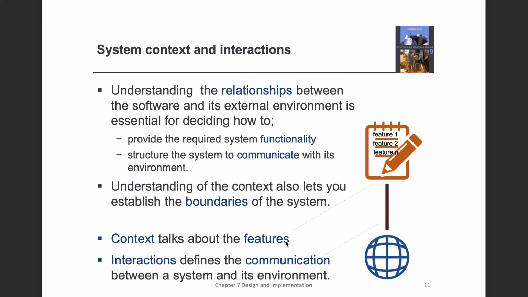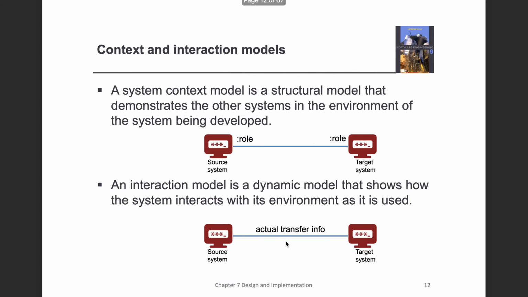The environment can be other systems or whatever is in the software environment. It also helps you to identify the boundary of the system that is being designed. When we look at the context model, we talk about the features of the system that is being designed, and when we talk about interaction, we are saying that it is the communication between a system and its environment. So here we look at two things, context and interaction. We have two basic diagrams here and then 2 points here.